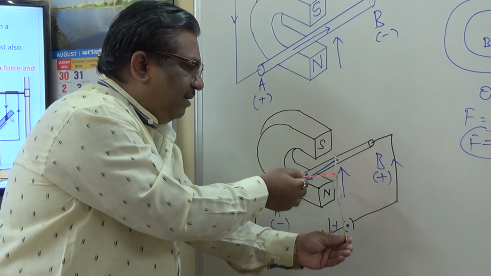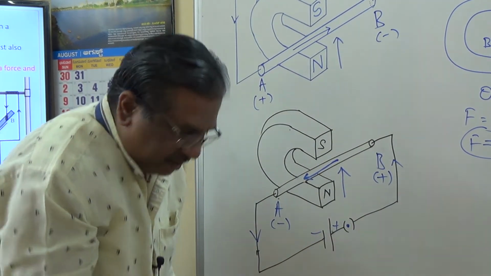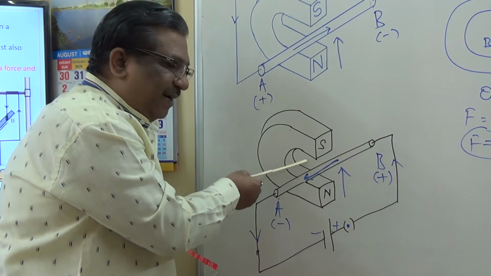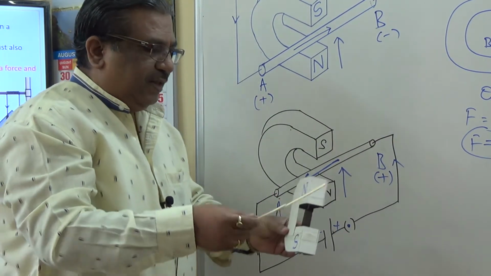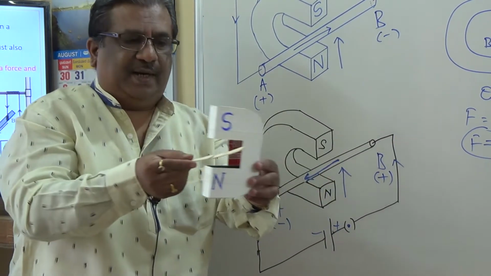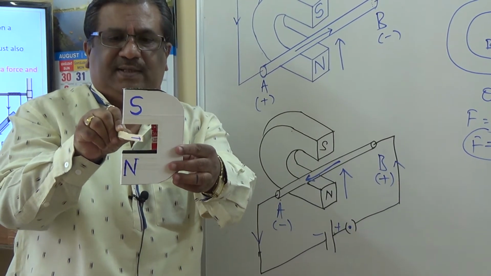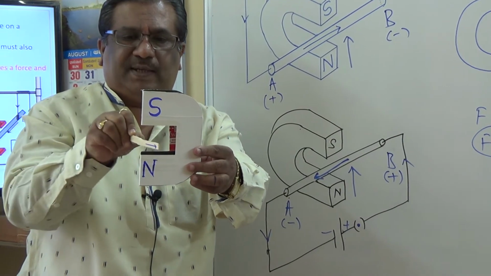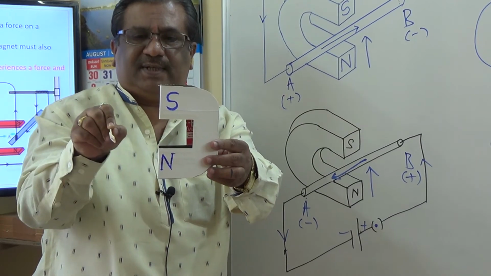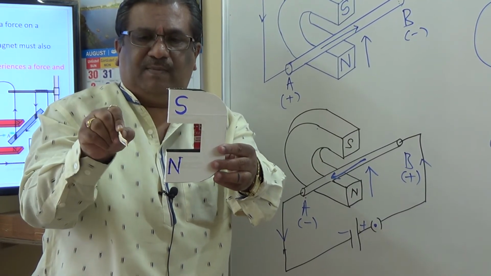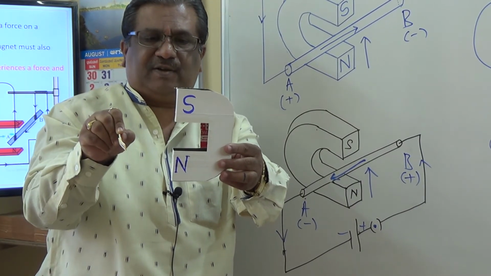Field, current, thumb is into the board, and therefore this conductor moves inside the magnet. The conductor can come out once, and move inside once. These are the positions which I am talking about. Once it comes, switch on, it will come and stay there, switch off, go back, switch on once again. Reverse the direction of the current, what happens?